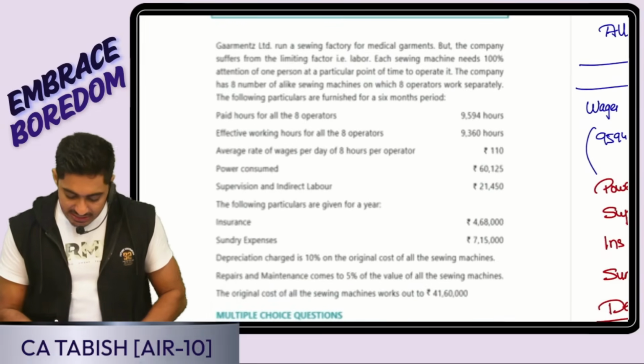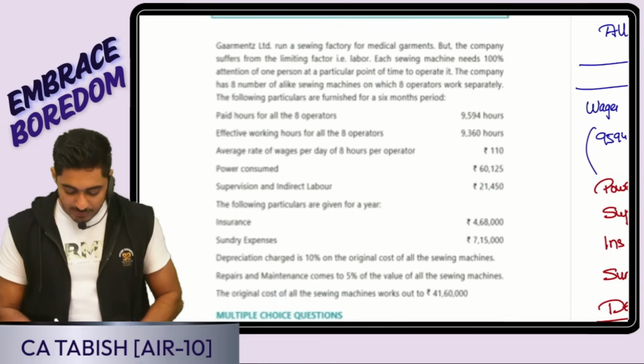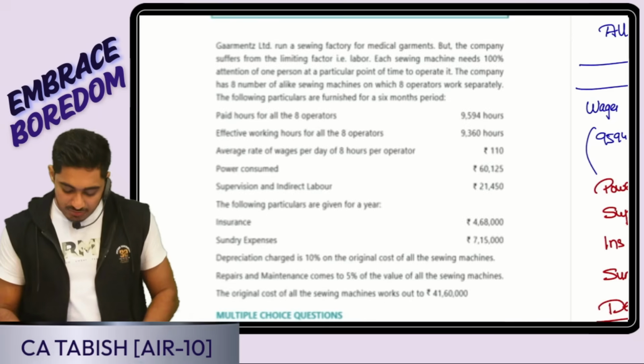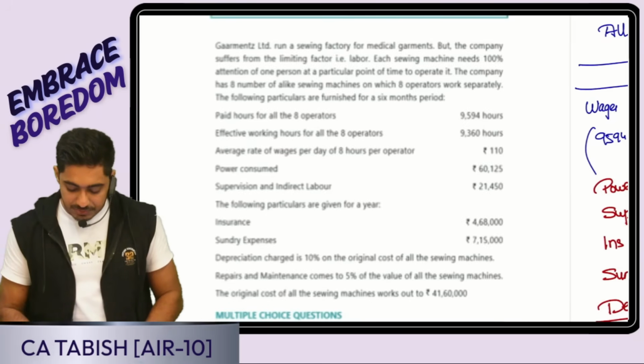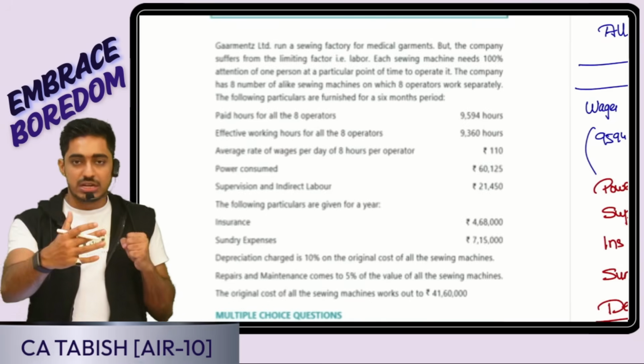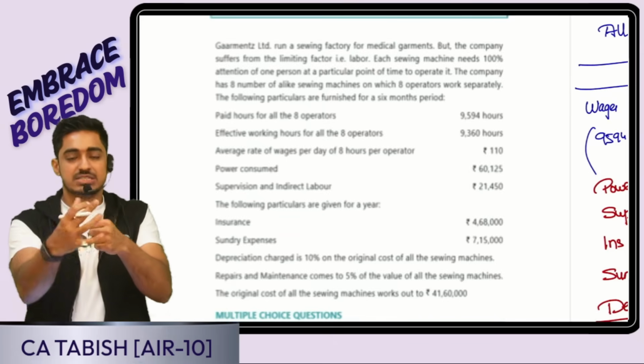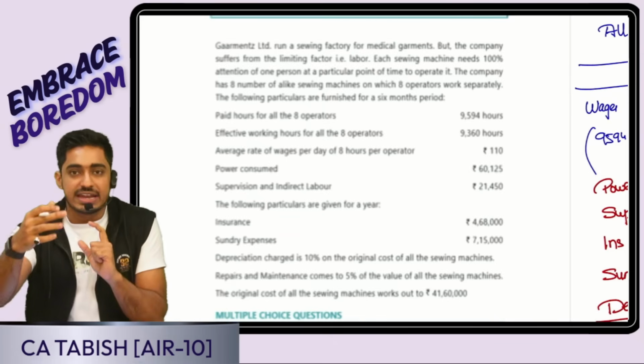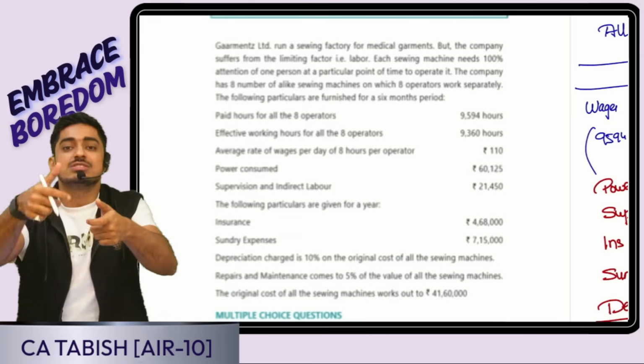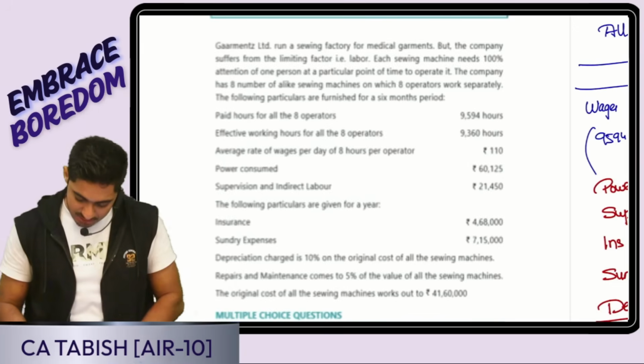Okay, the company is running a sieving factory. The company suffers from a limiting factor, that is labor. Each sieving machine needs 100% attention of one person at a particular point in time to operate. That means only if labor is there, the machine can operate. The machine cannot run on its own. That means if 10 hours of labor are there, then 10 hours of machine time will work. That is the interpretation.